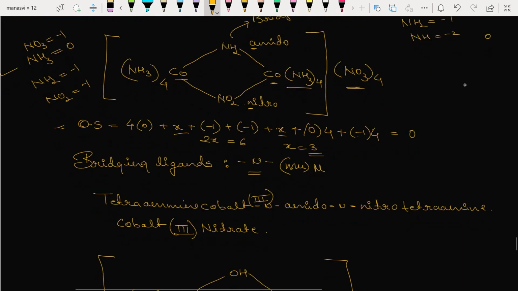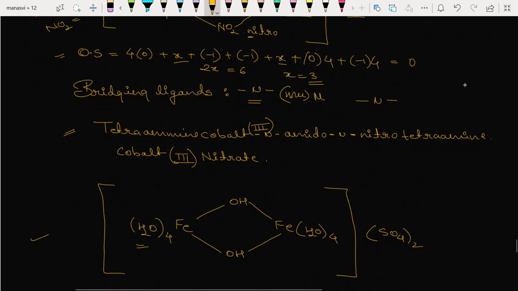Now for the given compound, we write the name as tetraamine cobalt, its oxidation state, hyphen mu hyphen. Again, while writing the names of the bridging ligands, one is amido and another is nitro, so write them in alphabetical order. A comes first and then comes nitro. So hence mu amido, mu nitro, tetraamine cobalt 3 nitrate. This is how you write the name of the bridging complex.